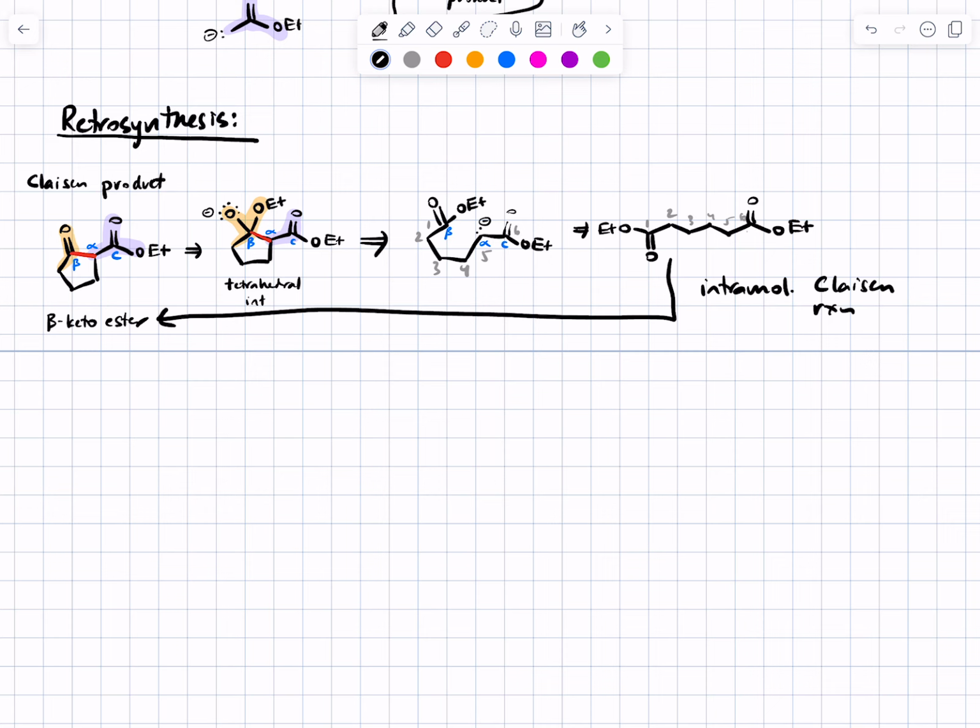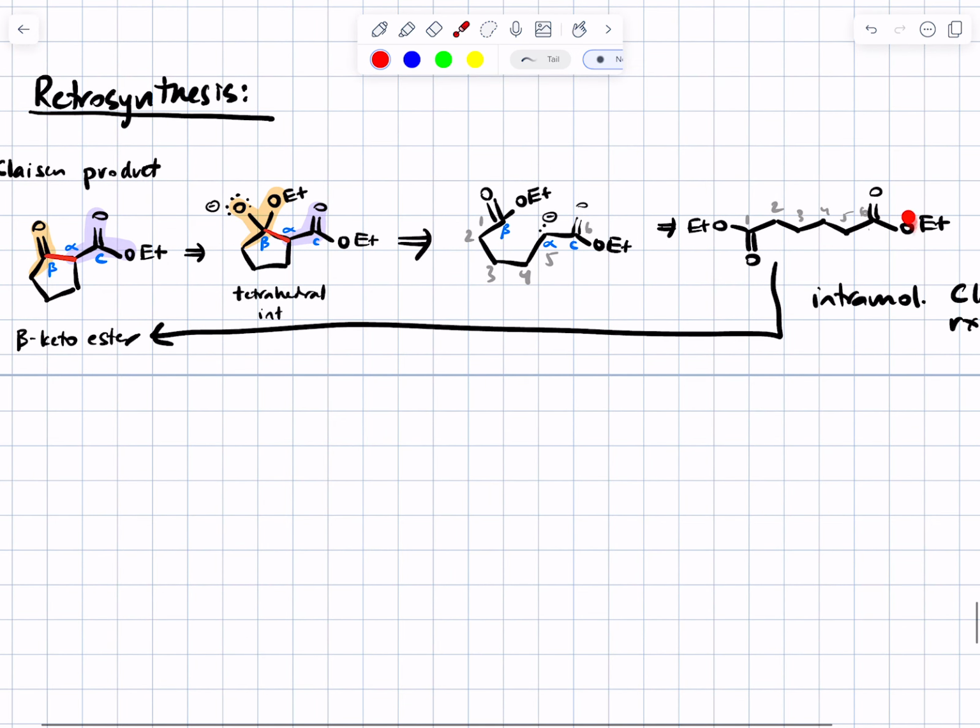So what you should do at this point is practice the Claisen mechanism by drawing it, starting with this starting material, till you get to the beta keto ester product.